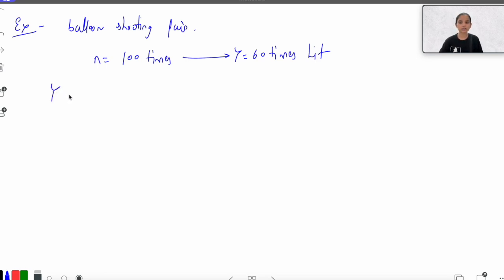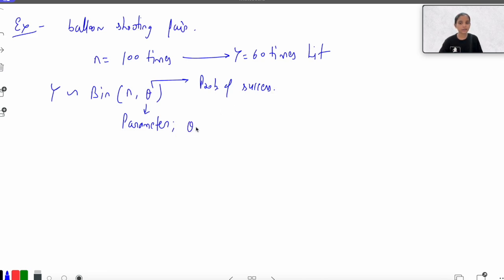Y is the number of hits that have occurred. You can say that y is following some binomial distribution with the parameters n and theta, where n is the number of total tries and theta is the parameter. N is known, the only unknown factor is theta, which is the true probability of successful shooting. Okay, probability of success.